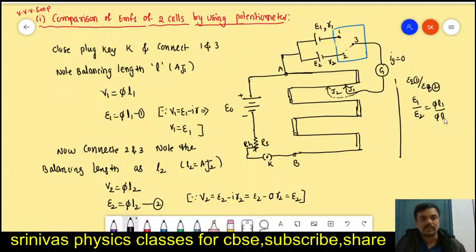The next one is the second important, most important application, that is how to determine the internal resistance of a cell. Determination of internal resistance of a cell.